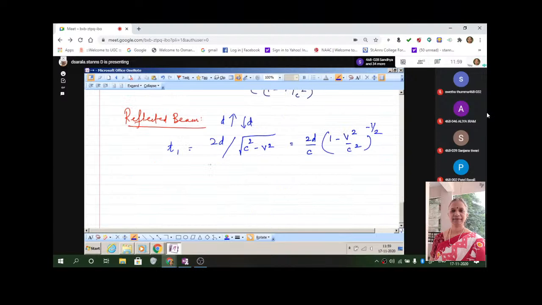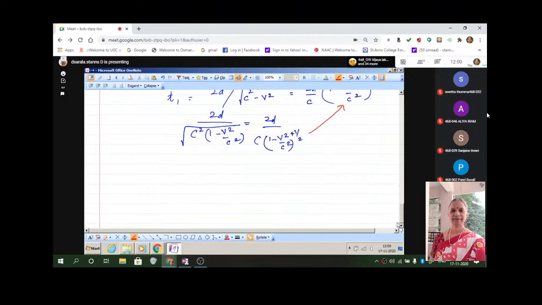I take c common, so it is 2d by c into the square root of 1 minus v square by c square. So 2d by c can be taken out, and (1 minus v square by c square) to the power half; when you take it to the numerator, you get it as minus half. Let me just complete this. It's 12 o'clock, but I'll just complete this.